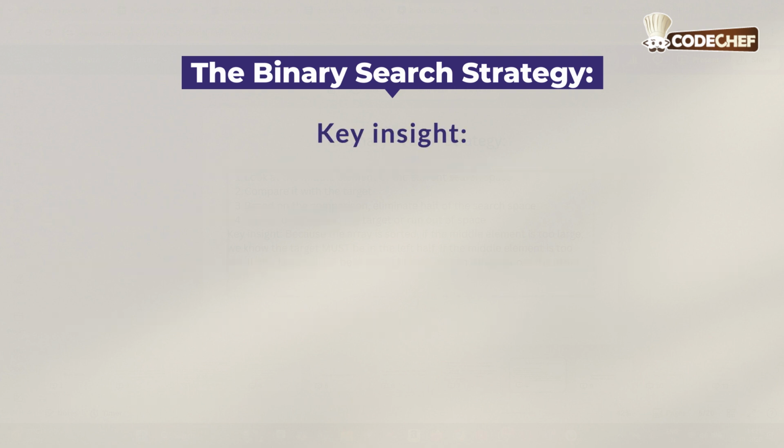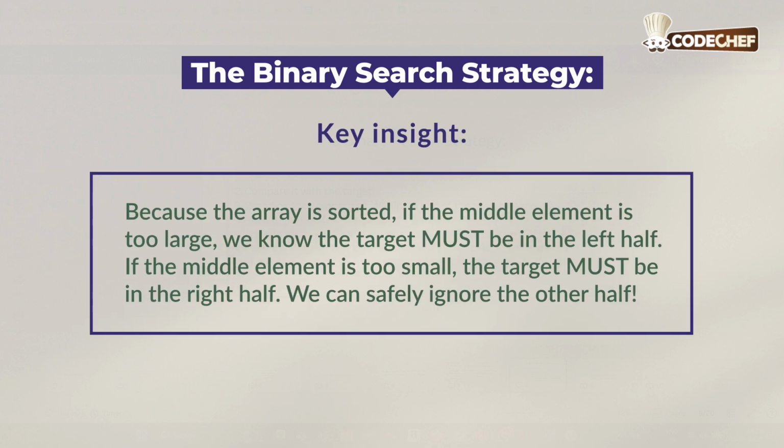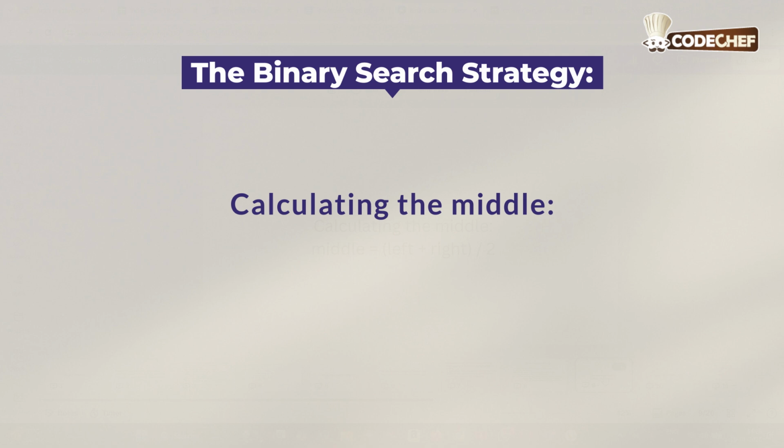A key insight is, because the array is sorted, if the middle element is too large, we know the target must be in the left half. If the middle element is too small, the target must be in the right half. We can safely ignore the other half. Calculating the middle. We can calculate the middle as middle equals (left + right) / 2. This gives us the index of the middle element between left and right.